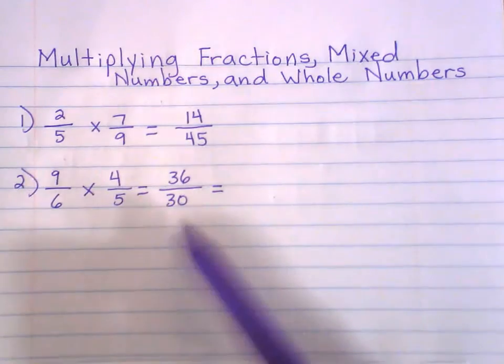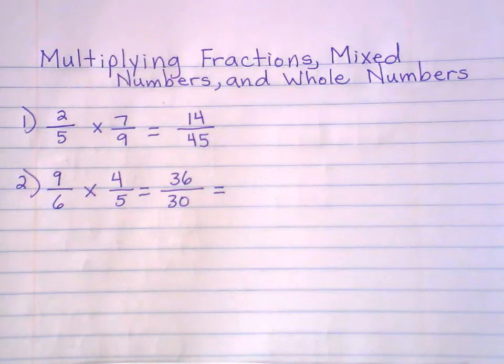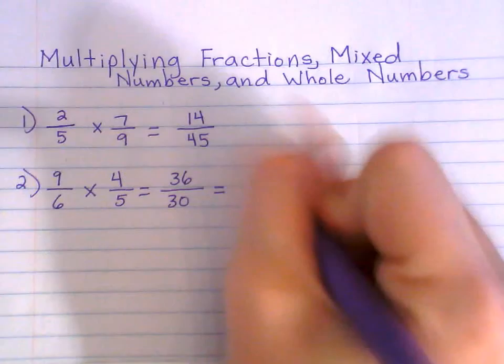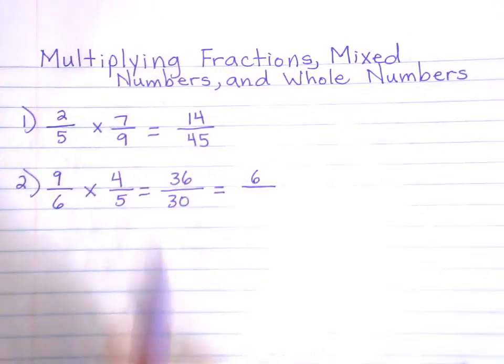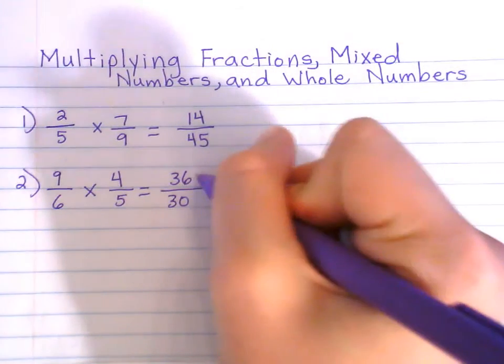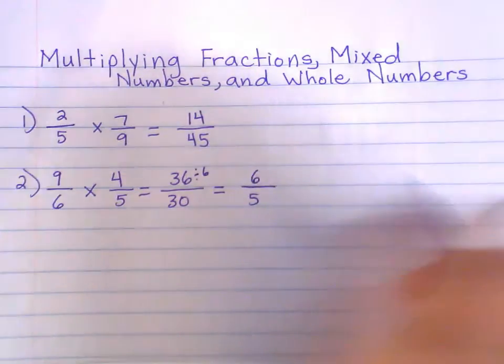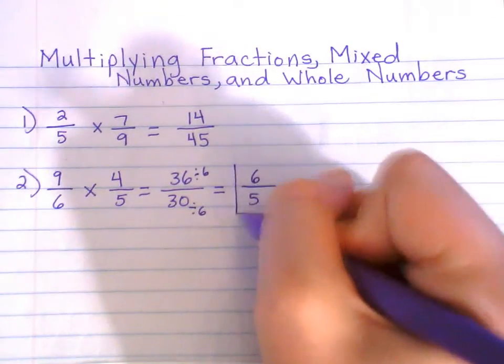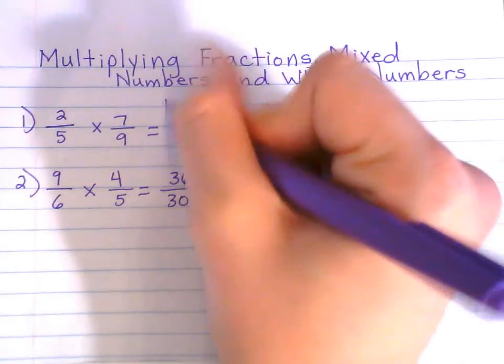So what number goes into both 30 and 36? Well, 2 goes into both of them. Is there a bigger one? Does 4? No, 4 doesn't go into 30. Does 6 go into both of them? Yeah, it does. How many times does 6 go into 36? 6 times. How many times does 6 go into 30? 5 times. Because 36 divided by 6 is 6, and 30 divided by 6 is 5. So 6/5, or 1 1/5.